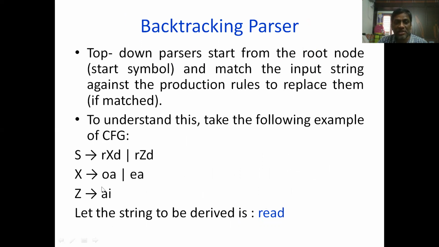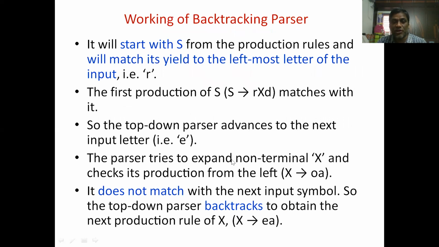But the backtracking parser does not have that knowledge to look ahead. It simply considers the first symbol and the first production of the corresponding grammar. What is the first production of X? It is OA. So it considers the first production of the grammar that starts with X, that is OA, and it substitutes OA.